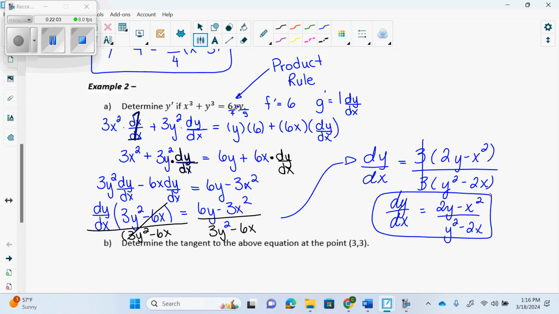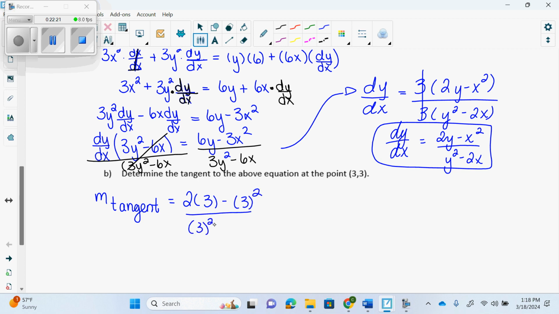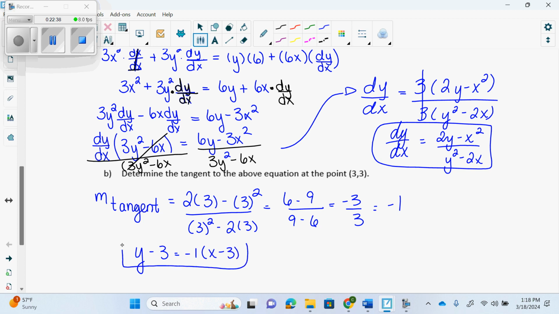Determine the tangent at 3, 3. Try it out. So B shouldn't be the hard one. You're literally just plugging in the 3 and the 3 to get your M tangent. So M tangent is going to equal 2 times 3 minus 3 squared over 3 squared minus 2 times 3. So you get 6 minus 9 over 9 minus 6, which is negative 3 over 3, which is negative 1. And then I get y minus 3 equals negative 1, x minus 3, done. Yeah? Okay, we're going to flip over.